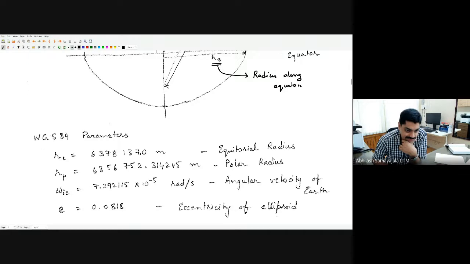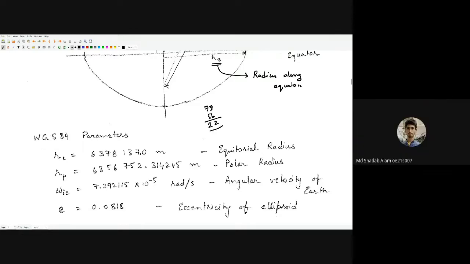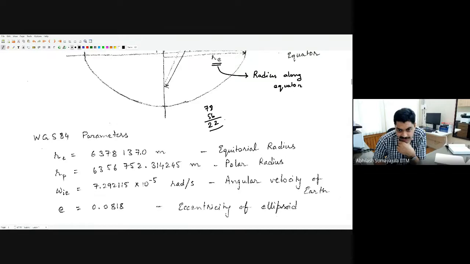If you see roughly, about how much is the difference? 78 minus 56, roughly 22. About 22 kilometers, right? Yeah, roughly about 22 kilometers is the difference, plus or minus a little bit more because I'm not accounting for the decimals here. So that is the difference in the radius in the polar direction compared to the equatorial direction.